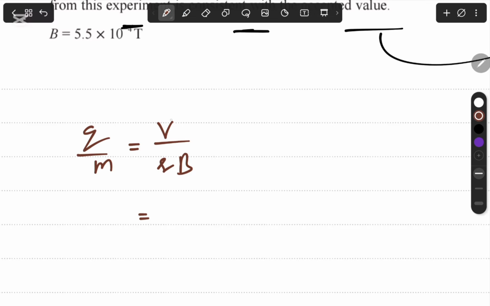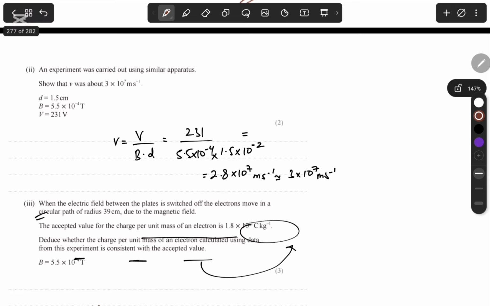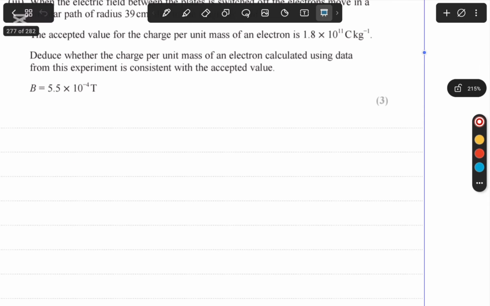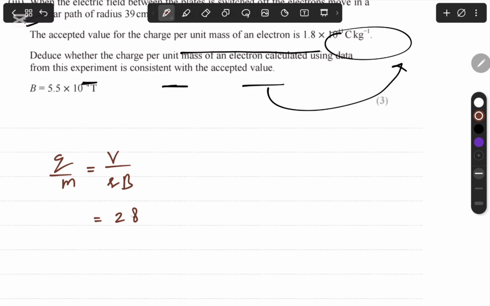I'm going to plug in. Now the velocity here is the velocity that we had here. That was the velocity of the electron that was moving through, and it's going to be the same velocity here as well. So that's going to be 2.8 times 10 to the power of 7 divided by 39 times 10 to the power of minus 2 times 5.5 times 10 to the power of minus 4.